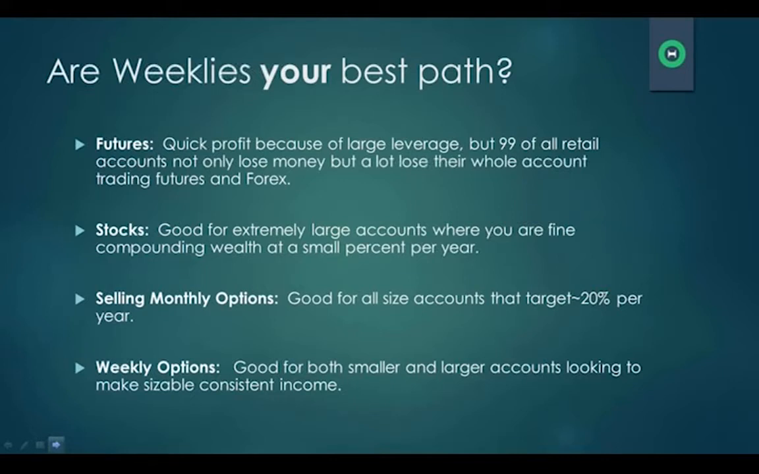Stocks. Stocks are good for extremely large accounts where you're fine compounding wealth at a small percent per year, and it can happen. You can also sell monthly options, and that's good for all size accounts that target about 20% per year. Okay, these two I think are grinders. Weekly options are good for both small and large accounts looking to make sizable, consistent income.